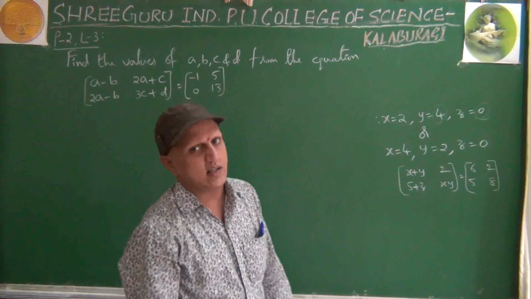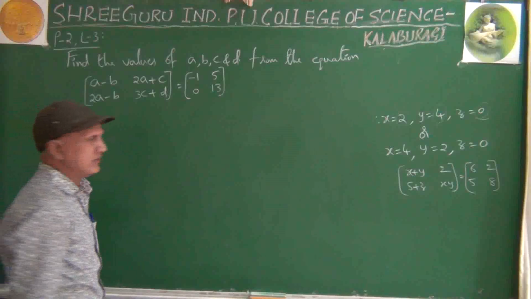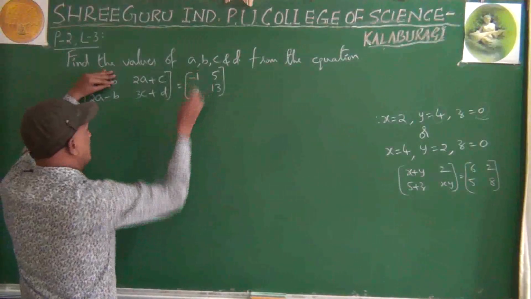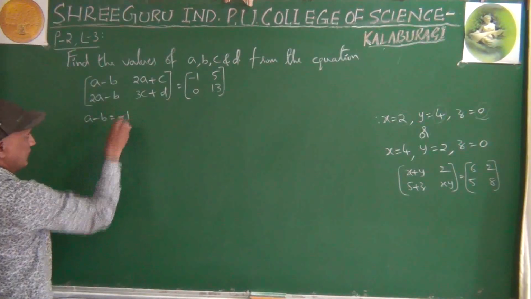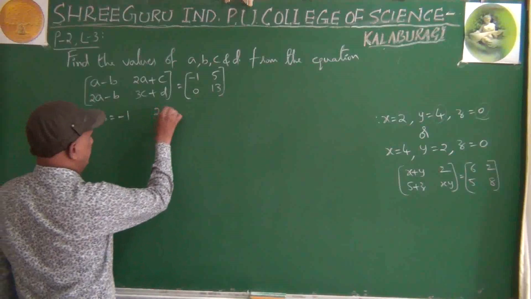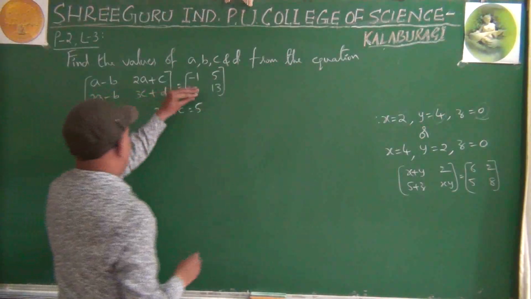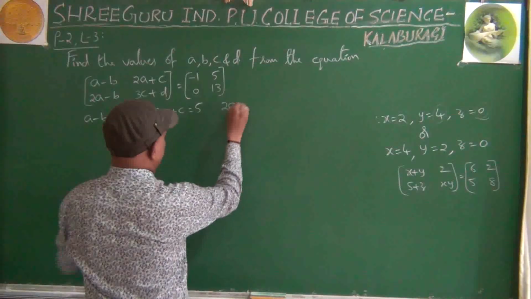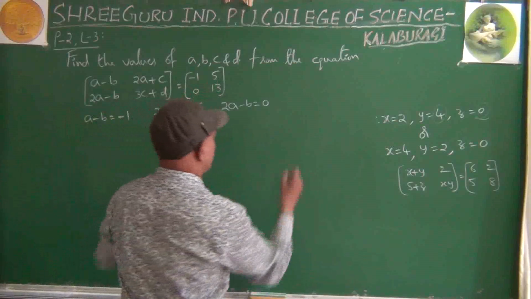The concept is the same, equating the corresponding elements. This is a 2 by 2 matrix, and that is also a 2 by 2 matrix. I am equating a11 with a11, a12 with a12, 2a plus c, a21 with a21, a22 with a22.